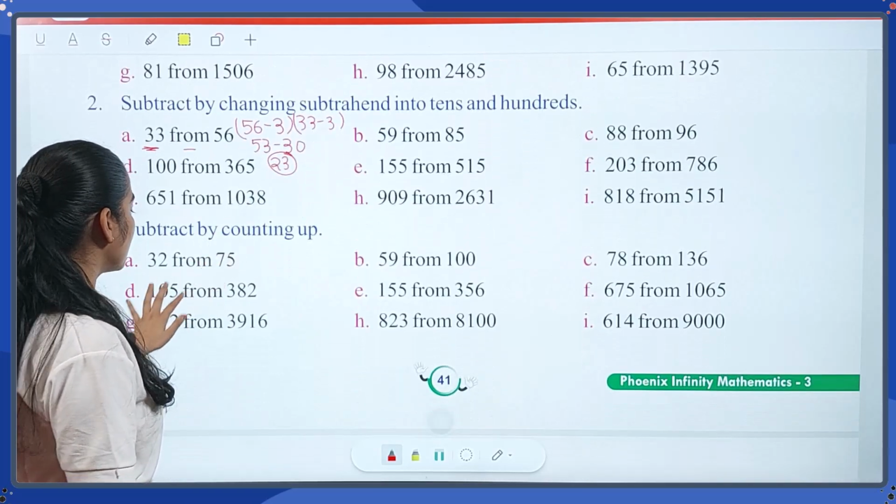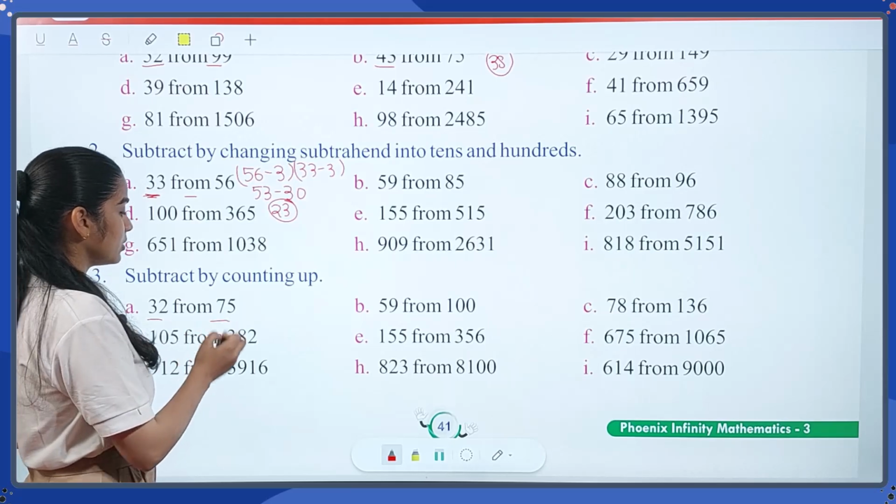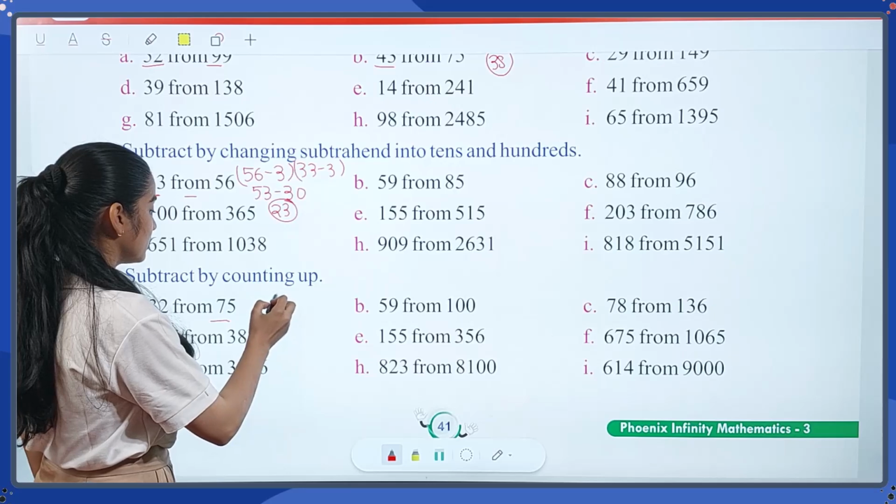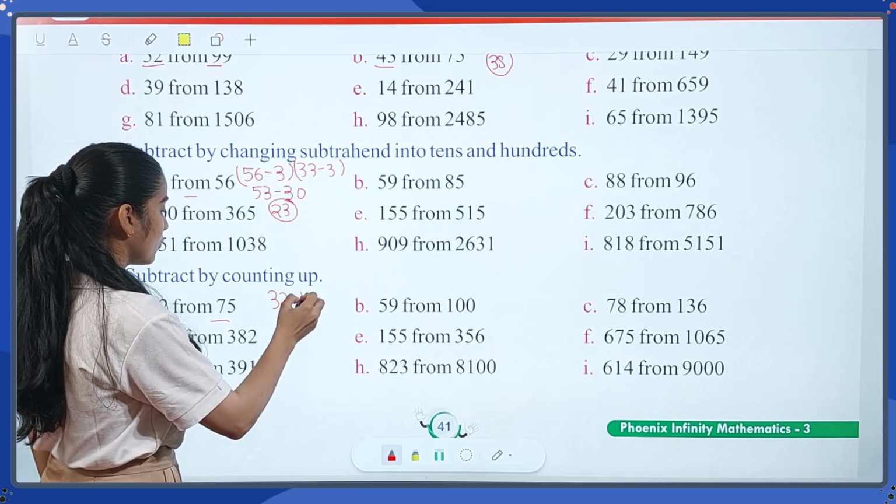Subtract by counting up. So 32 and 72. You can start your counting after 32 also, and 32 to 40.